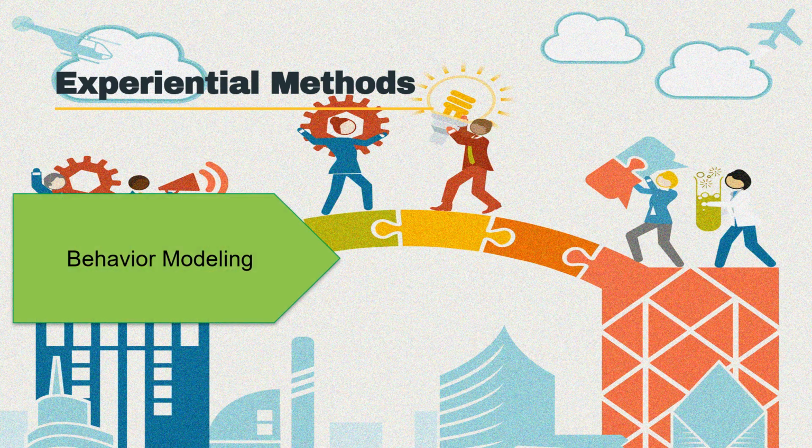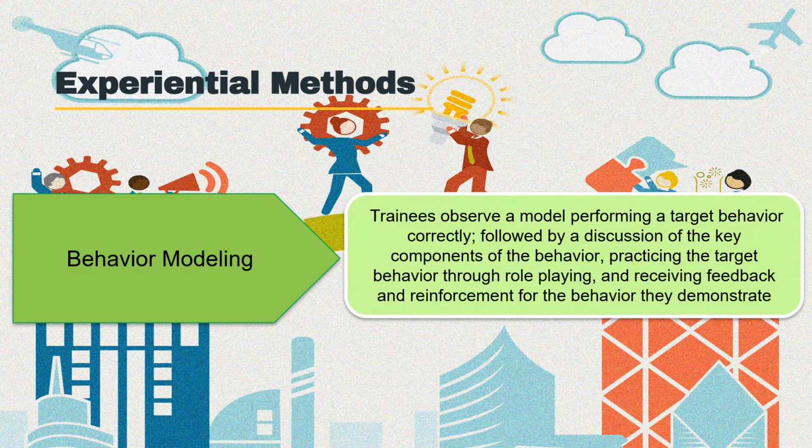And lastly is behavioral modeling. Social learning theory, just like what Ma'am Jill discussed in chapter 2, suggests that many of our behavioral patterns are learned from observing others. This theory forms the basis of behavior modeling.